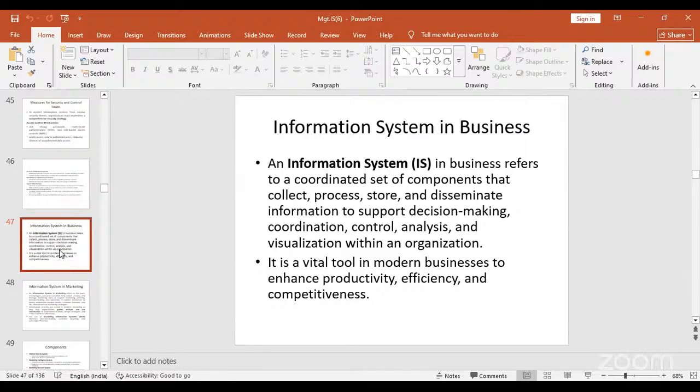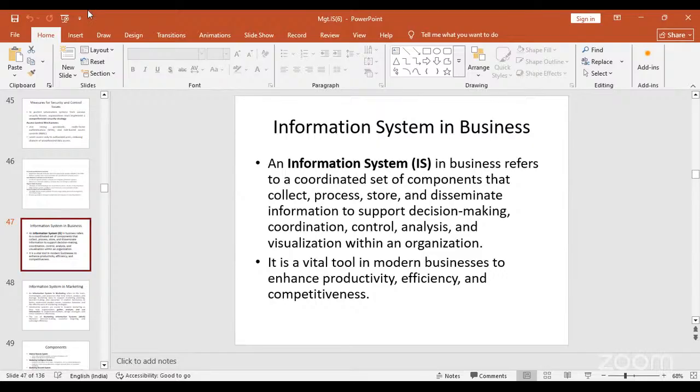Then we will go for individual information systems. So what are the information systems in business? In a business, you find different departments, and they are organized or connected to each other.